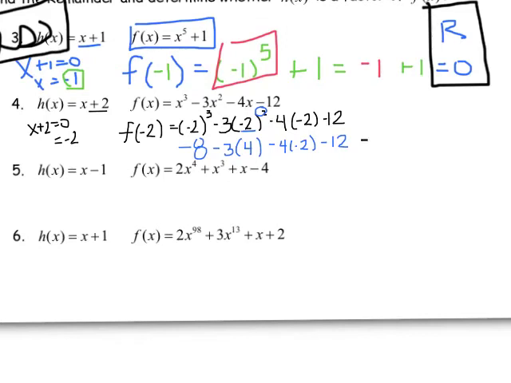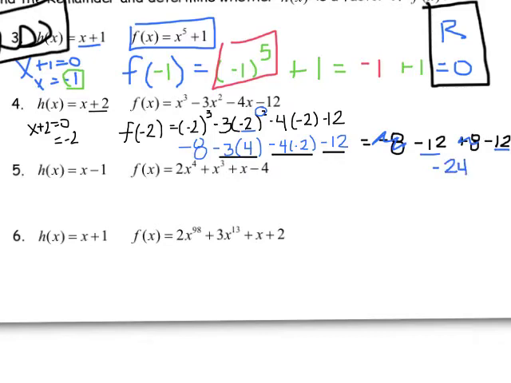All right, so now we've got -8. This makes minus 12. This makes positive 8. And this makes minus 12. So I see I've got a -8 plus an 8. Those will cancel each other out. And minus 12 actually makes minus 24.